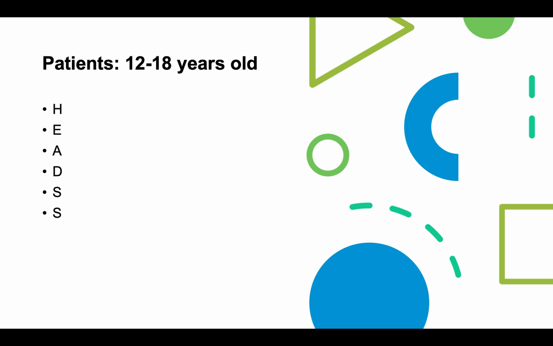D for drugs, so if they are on any, some adolescent patients like to experiment, so it's a good place to ask about any drug use, recreational drug use. And S, especially you can transition into sex by asking about if they are currently in a relationship, and if they are currently sexually active, and any condom use, protection use, like that.